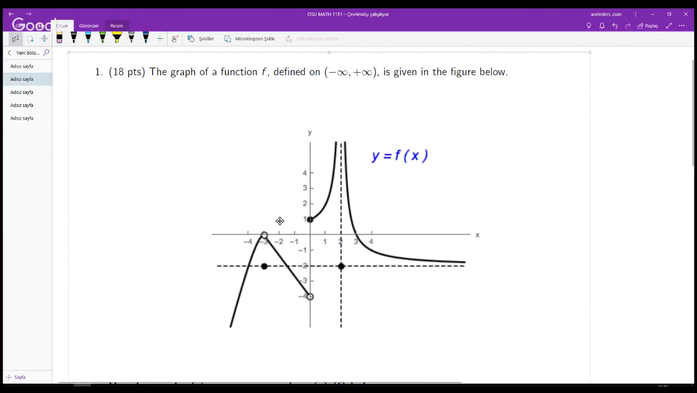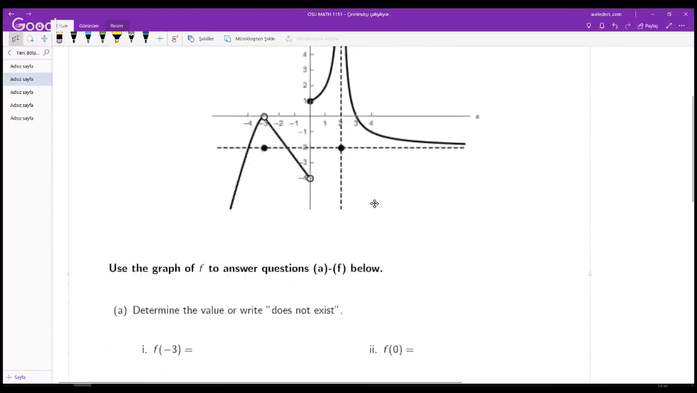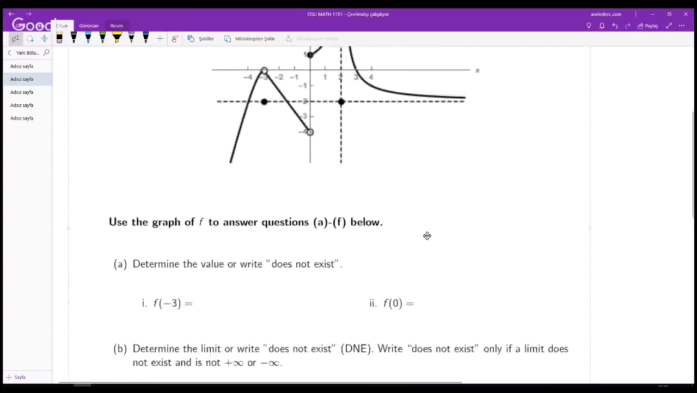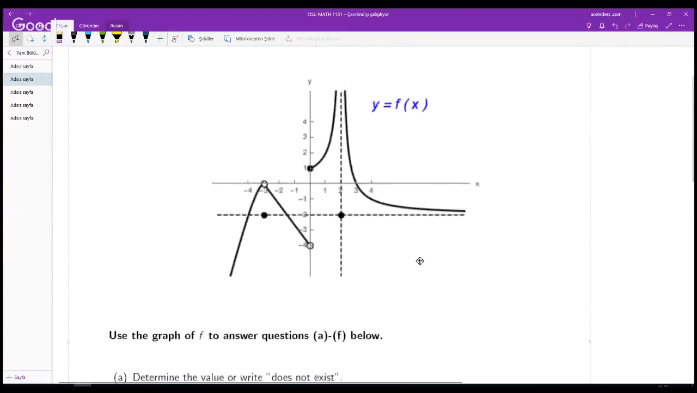For the first question, we are given a function graph, and by using that graph, we will answer some questions about the function value and about limits. The first question is: determine the value, or write does not exist. The first one is the value of the function when x is equal to minus 3. Just check the graph and please tell me the value of the function when x is minus 3.